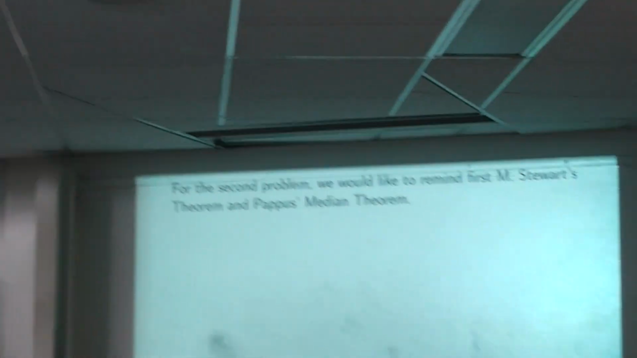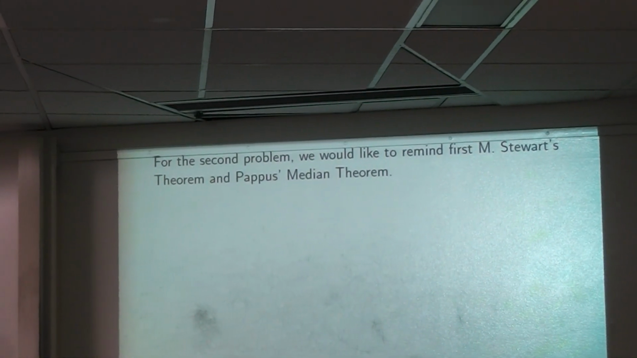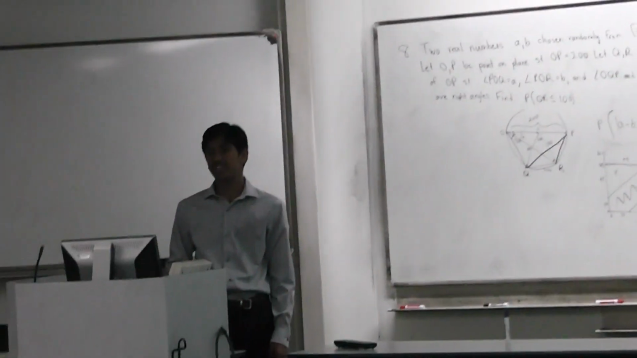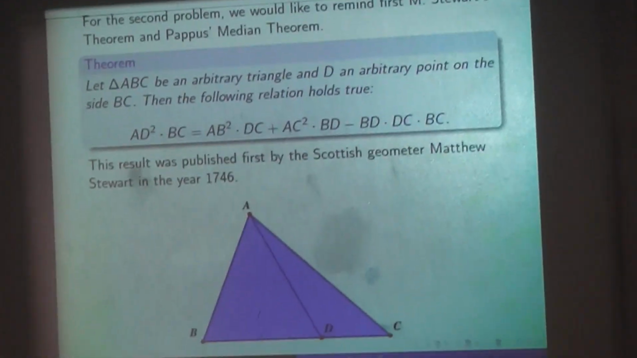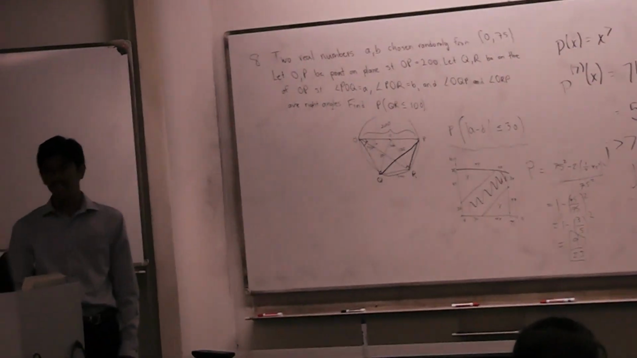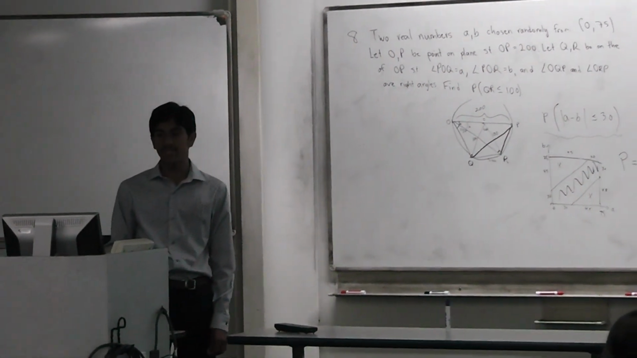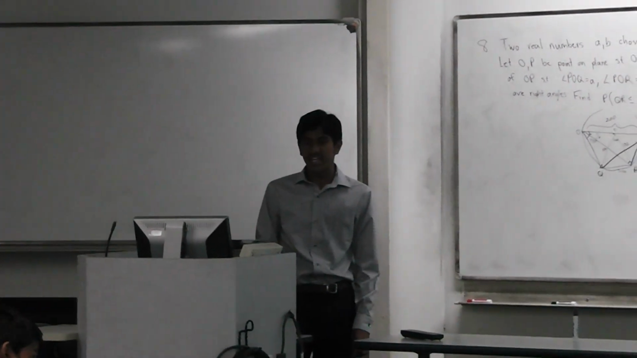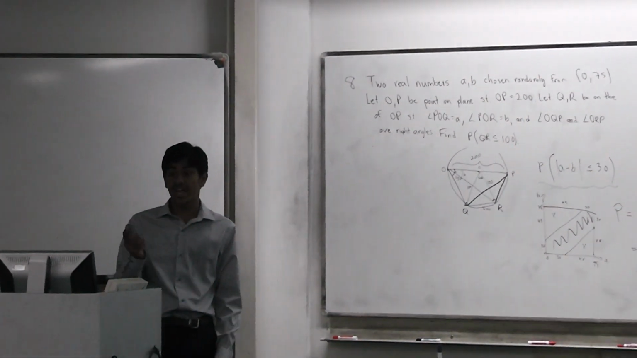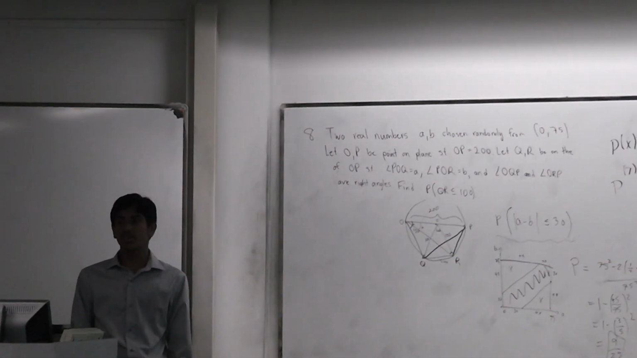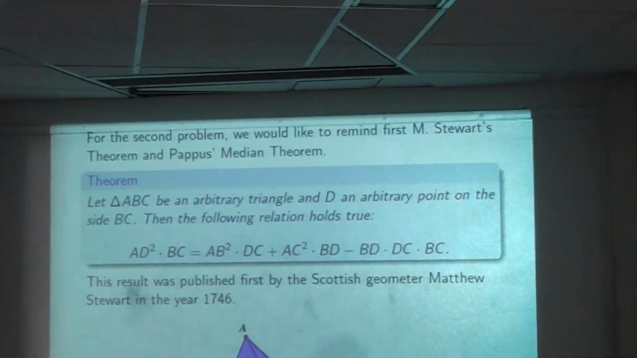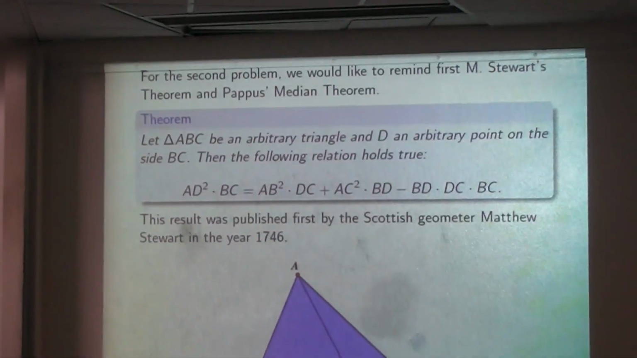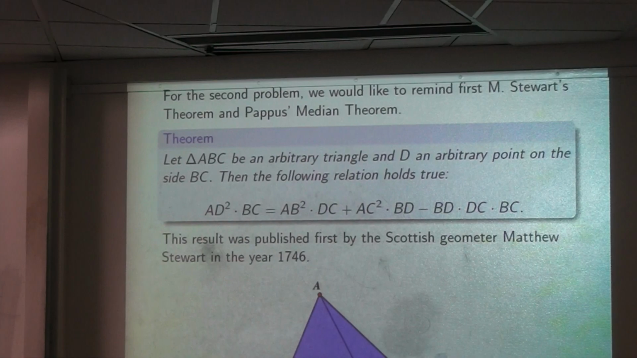All right, so before I start going into the second problem, let's go over a specific theorem, which is Stewart's theorem and Pappus's median theorem. So here is Stewart's theorem. For any triangle ABC, if you have a point D on BC and you draw a line from A to D, then for any arbitrary triangle you have AD squared times BC equaling AB squared times DC plus AC squared times BD minus BD times DC times BC.